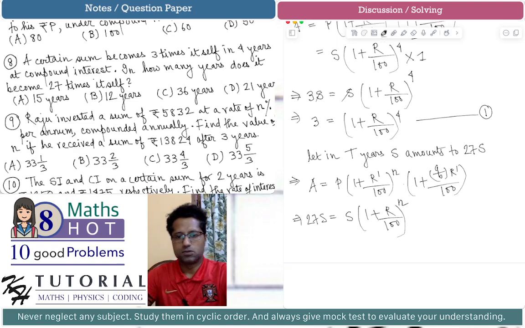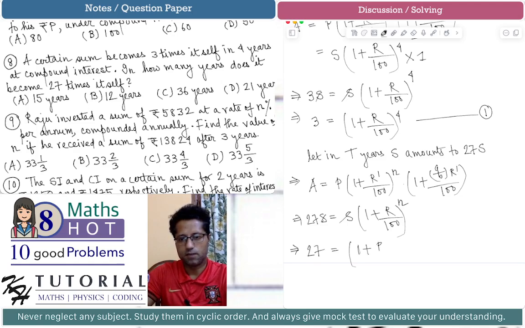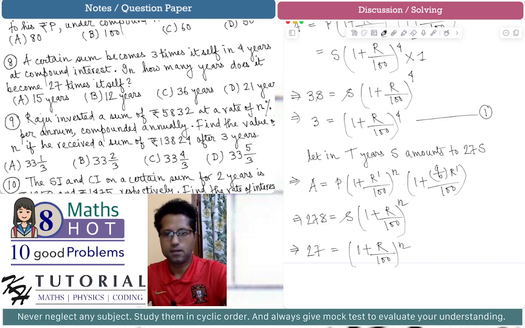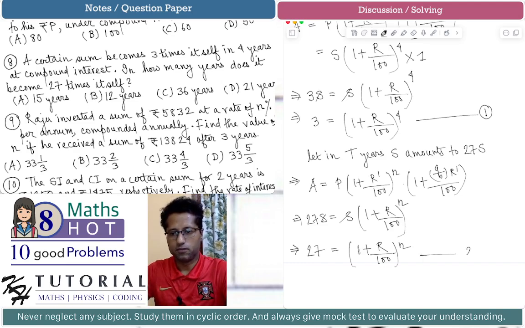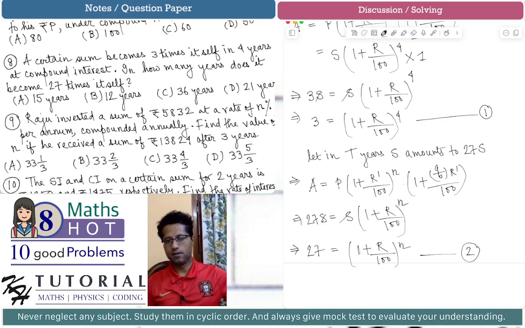Okay. So from here we can say, if we cancel out s, we get 27 is equal to (1 + r/100) to the power n. Let this be equation 2. Now from equation 1 and 2, we have to find the small n. If we can find the small n, then we can say that t will be equal to n. So the answer will be n years. So we have to find small n from equation 1 and 2.